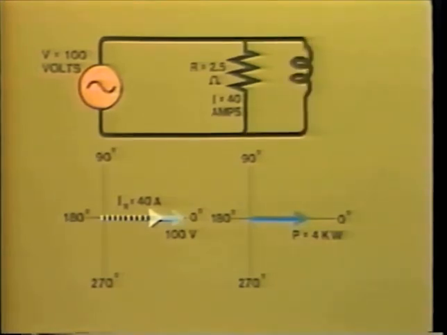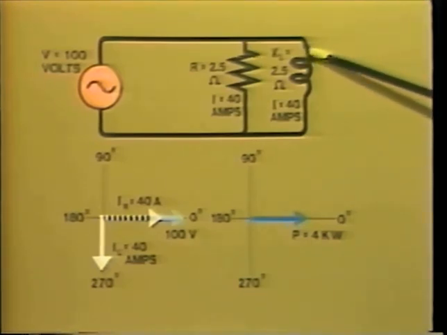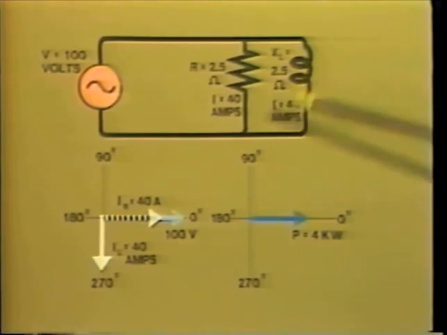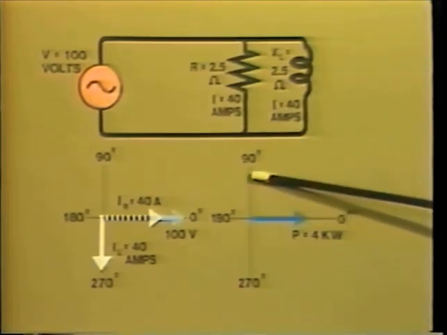Now let's see how much current we have flowing through the inductive circuit. The inductive reactance is 2.5 ohms. Therefore, the inductive current is 40 amperes, and this will be lagging the voltage by 90 degrees. You will also remember that in this purely inductive circuit, the active power consumed will be 0. Instead, we must supply positive VARs to the circuit.